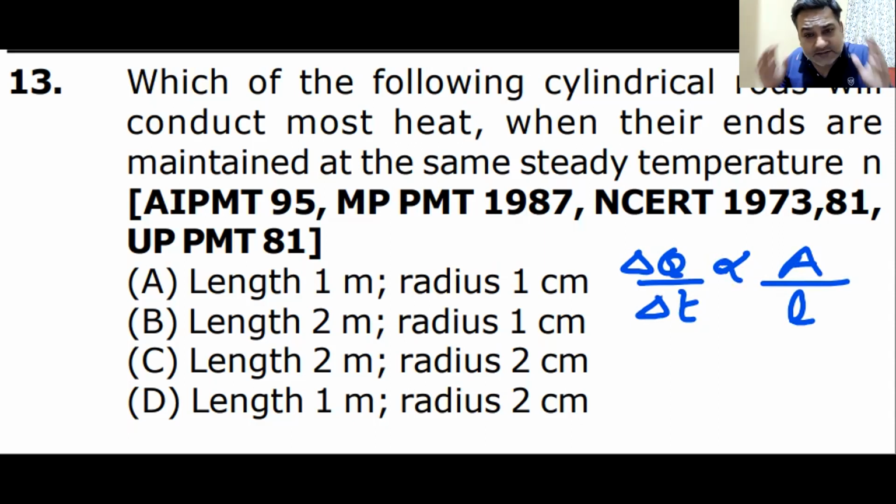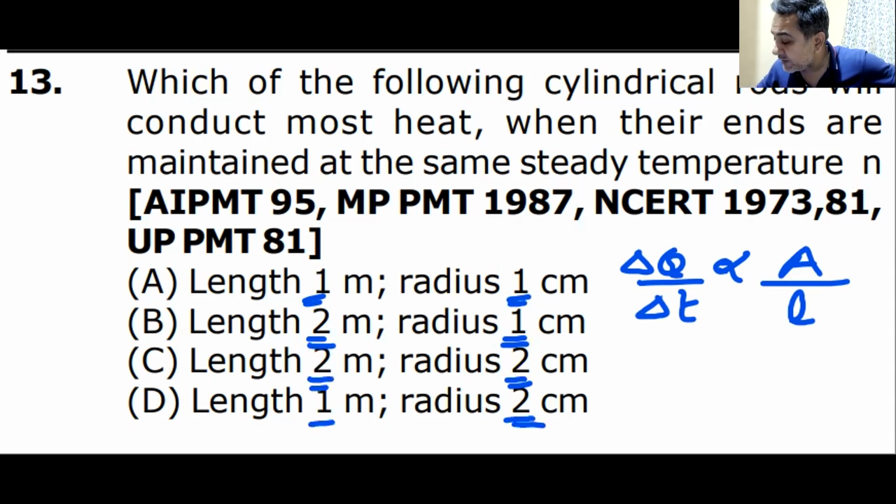Yes, sir. Now we just have to find out the ratio of area to length. Remember, area is pi r square. So you just find the ratio of area to length. Here the area is 1 square divided by 1. Here the area is 1 square divided by 2. Here the area is 2 square divided by 2. And here the area is 2 square divided by 1. Which is the larger number? 1 divided by 1, or 1 divided by 2, or 4 divided by 2, or 4 divided by 1? And the answer is D. This is how you get the answer as D. Do we understand, my dear friends? Yes, sir. Will you remember this?